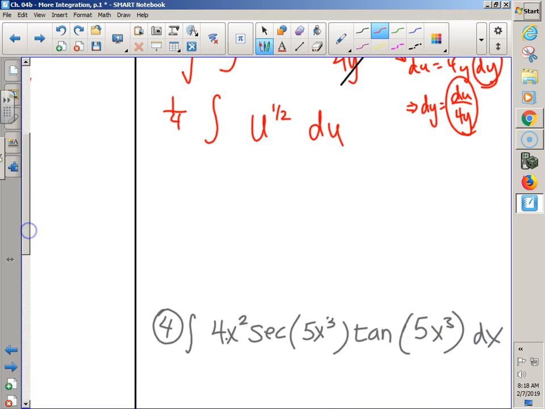What do we do to the u to the 1/2? Did you guys end up with u to the 3/2 times 2/3, and you had that 1/4 just to chill in with the plus c at the end? Are we okay?